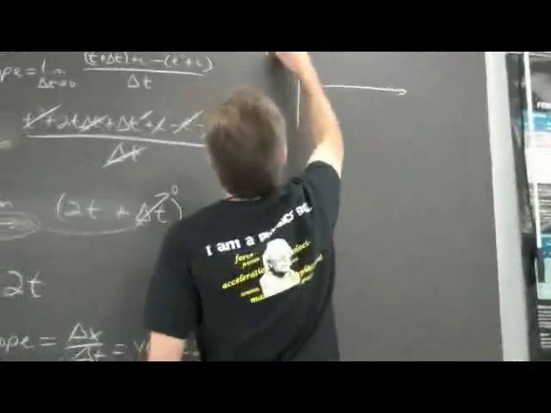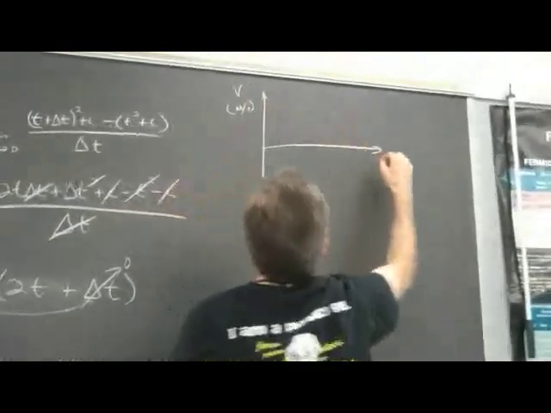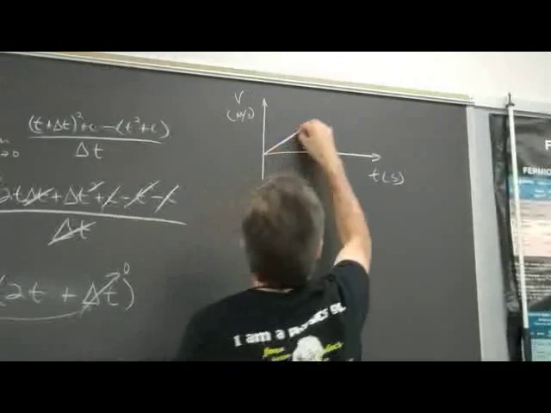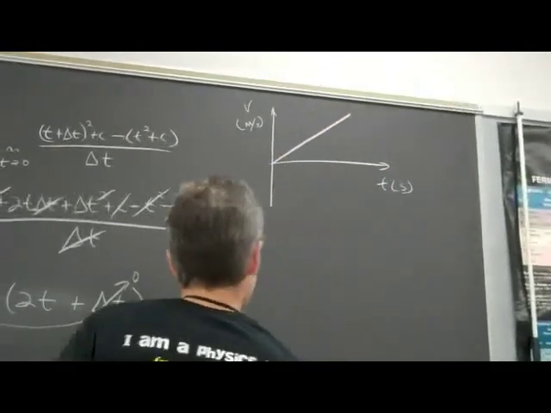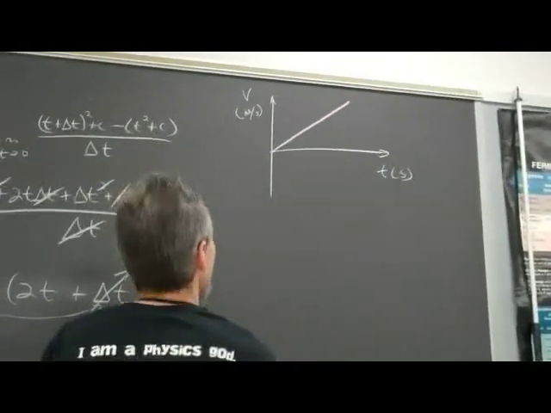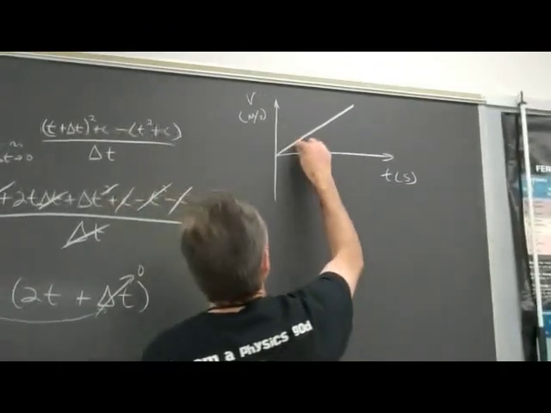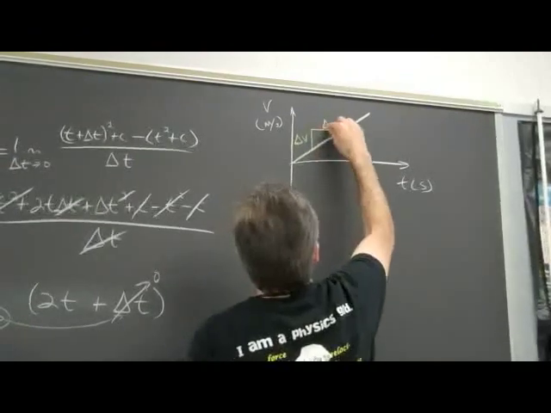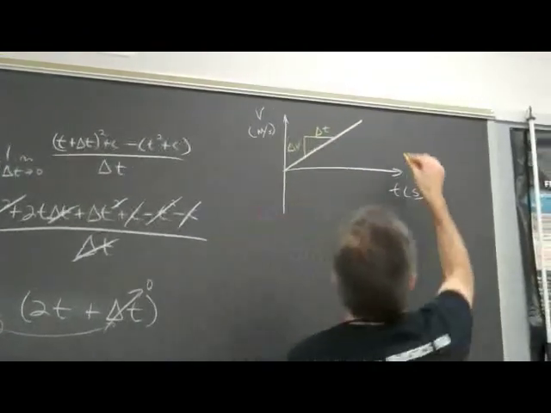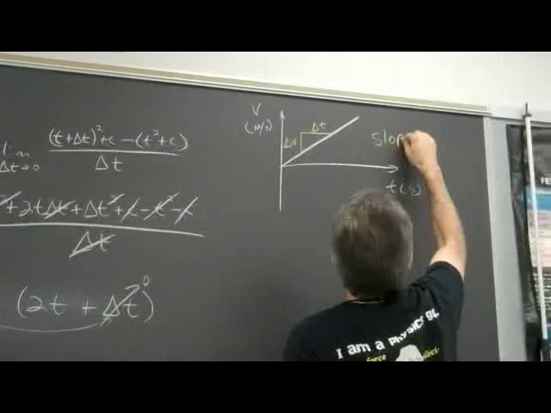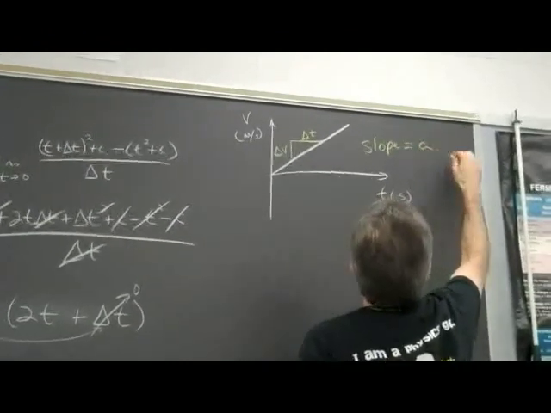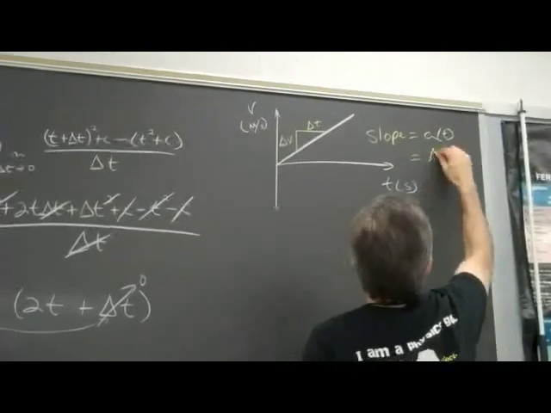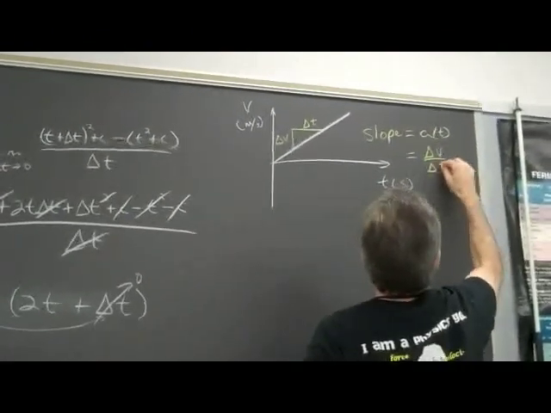So here's the velocity time graph. And so it would look something like that. And let's go ahead and find the slope of this. Now, of course, finding the slope of this is pretty easy. It's going to be delta v over delta t. And so the slope, we know, is going to be acceleration, and it's going to be the instantaneous acceleration, and in this case, delta v over delta t.